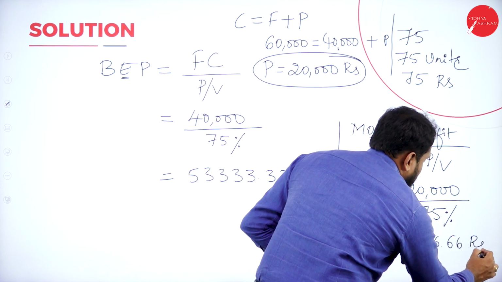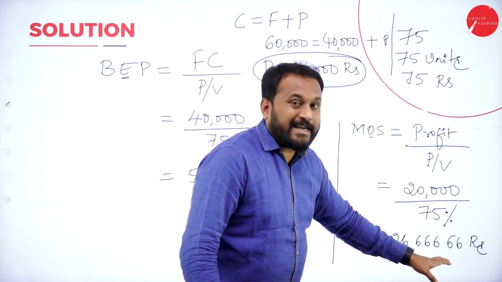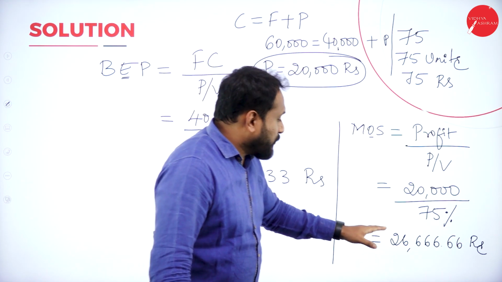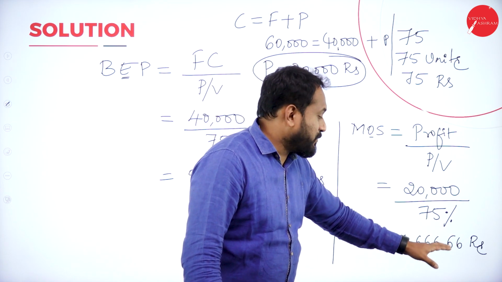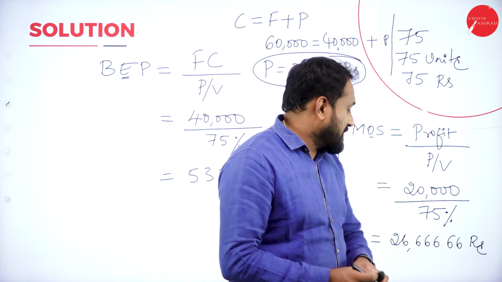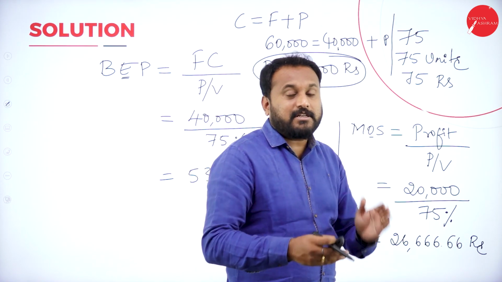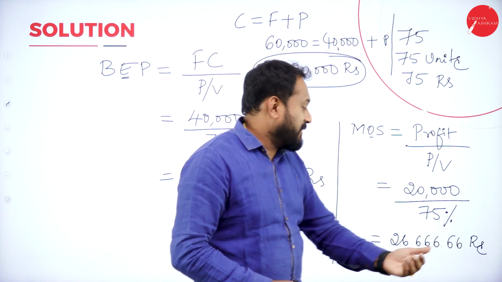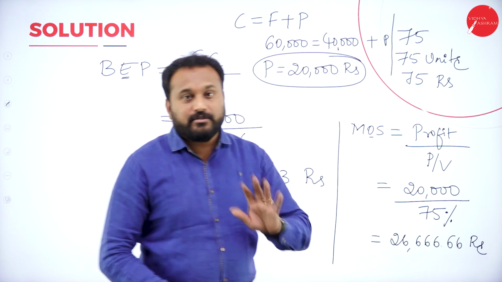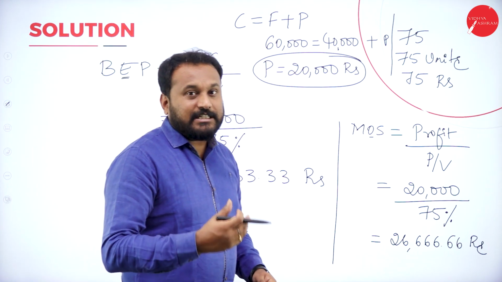26,666.66 rupees. Now, sir, can we do like this? Because 0.66666 is there. 26,666.67 you can actually put, because the next digit here, that is 0.66666, means it is more than 5, so you can go with 7, or you can take the same, no issues. Hope you got this.